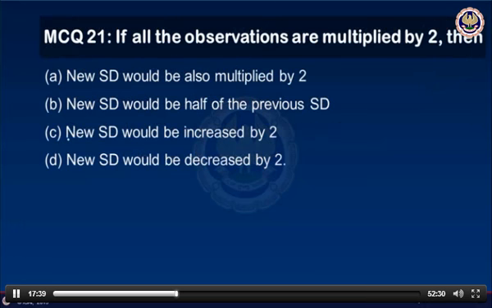MCQ 21. If all the observations are multiplied by 2, this is the scaling factor, then: A, the new SD would also be multiplied by 2; B, the new SD would be half of the previous SD; C, the new SD would be increased by 2; D, the new SD would be decreased by 2. We have already discussed the properties of range. It should be the scale factor that matters. So the new SD would also be multiplied by 2. So option A is the correct answer.